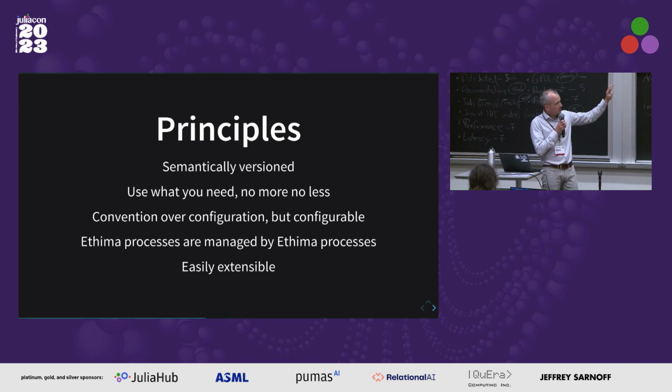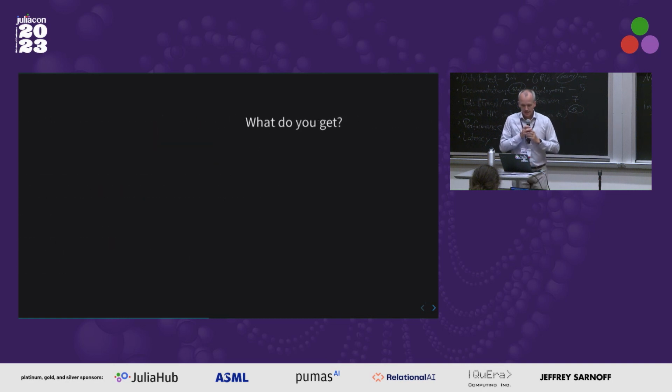So when I talk about use what you need, no more, no less, there are actually 2 different ways of using this. I've briefly discussed that it's a complete process, but each of the individual jobs that are inside these processes can actually be used on their own as well. I need to go faster. So what do you get?